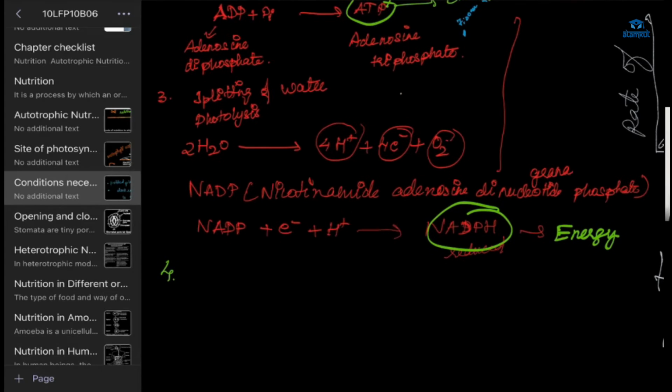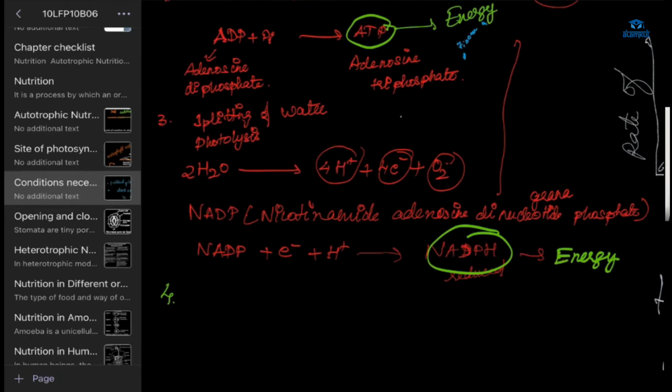Now what happens? This NADP takes the electrons and the hydrogen, and it is reduced to NADPH. It is a form of energy. Now what happens here? The last step is the dark reaction. It is not light dependent. Here the sunlight is not required, so it is called dark reaction.